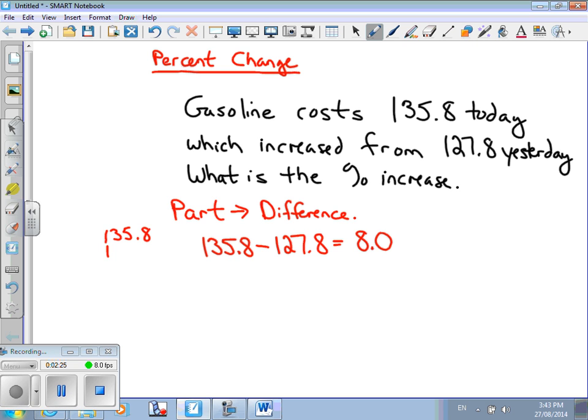135.8 minus 127.8, we would get a 0, and we would get an 8. That's been brought down to a 2, so 8 cents. So this is our part. We're looking for the percent.